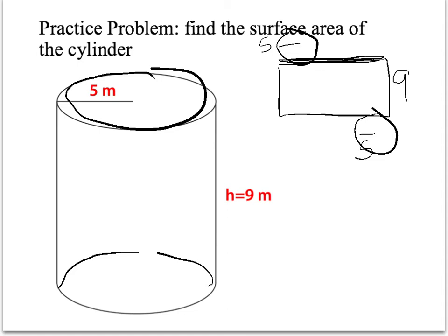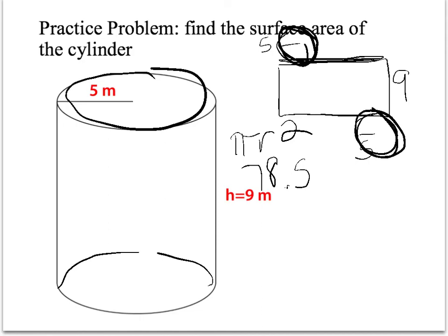Okay, here we go. Let me go through this with you. The area of a circle is pi r squared. So 5 times 5 is 25. 25 times pi, sorry, I have to type in my calculator, is 78.5. That gives me the area of one circle. I need to do a second circle. So I'm going to multiply that by 2 and get 157. That's the area of these two circles together.